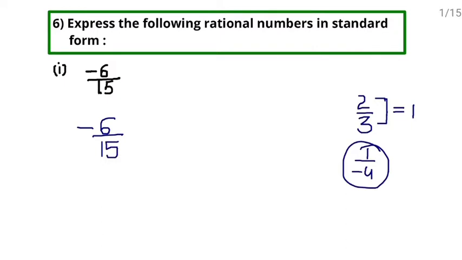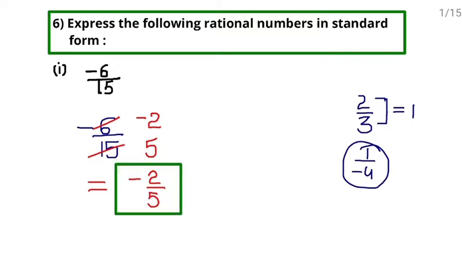So firstly check whether the numerator and denominator are both divisible by the same number, which is 3. So cut them by 3. 3 2s are 6 with the minus sign. 3 5s are 15. So what do you have? Minus 2 upon 5. Now the numerator as well as the denominator are not divisible by any same number and the denominator is positive. So this is the standard form.